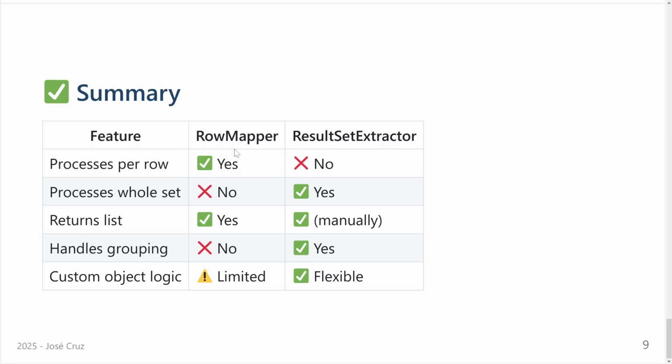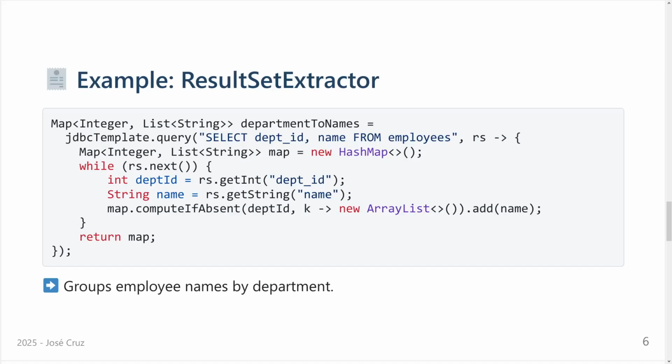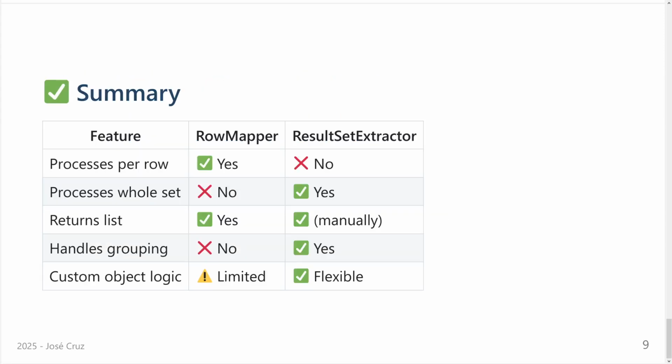If you perform a query using RowMapper, you have a list, you have even a query or a query for list. If you want to use ResultSetExtractor, it's possible, but it should be on your side to create the list, because again, if you look into the code, you are processing the result set, so you can create a list here and return it. It will not be created automatically by the ResultSetExtractor. Handles grouping? No, RowMapper you cannot do grouping, but ResultSetExtractor, since you have all the customization available to you, of course you can create the grouping, and you can create whatever you want with the data that you are receiving.